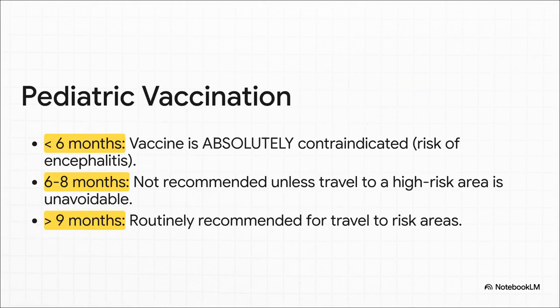Prevention really comes down to the vaccine. But when we're talking about kids, you have to be incredibly careful. The rules are strict for a reason. For infants under 6 months old, the live attenuated vaccine is an absolute no-go. The risk of encephalitis is just too high. Then you have this gray zone, from 6 to 8 months old, where it's not recommended unless travel to a risk area is completely unavoidable. After 9 months, it's routinely recommended for children heading to those areas.